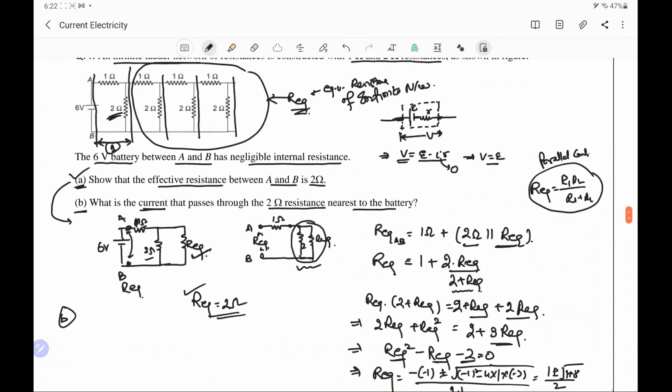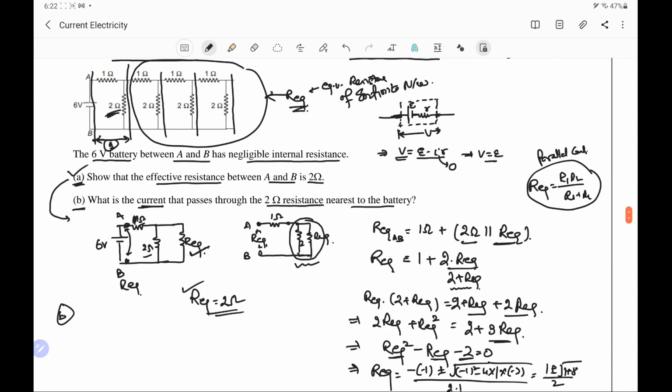Because a 6 volt battery is connected across the network, the current drawn from the battery will be the voltage of the battery divided by R equivalent. So the current drawn is 6 by 2, that is equal to 3 ampere. The battery provides 3 ampere current, and this 3 ampere current passes through this 1 ohm and reaches the terminal A dash. Suppose this is A dash and this is B dash.